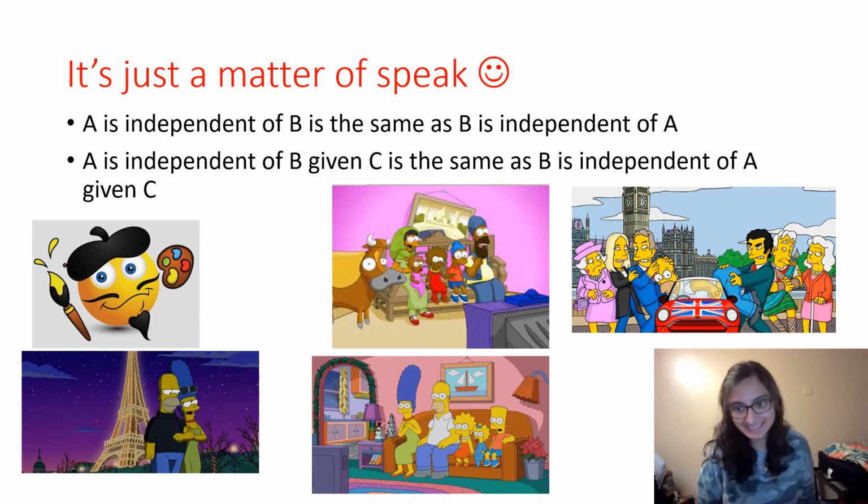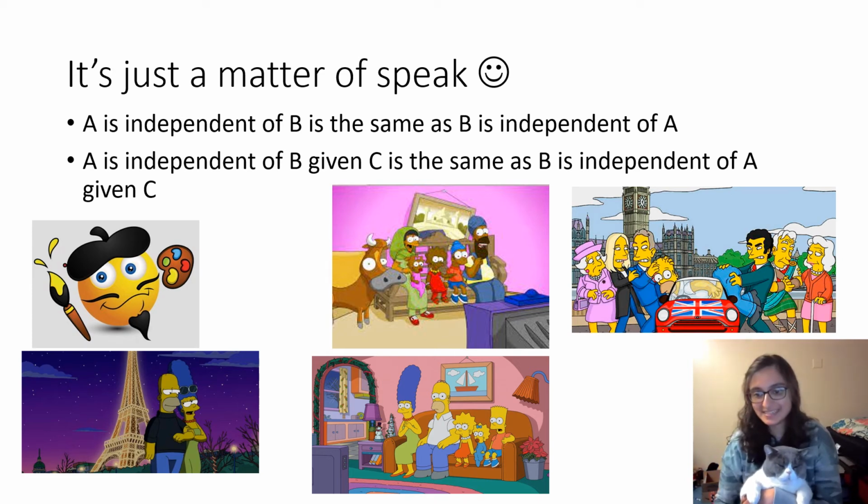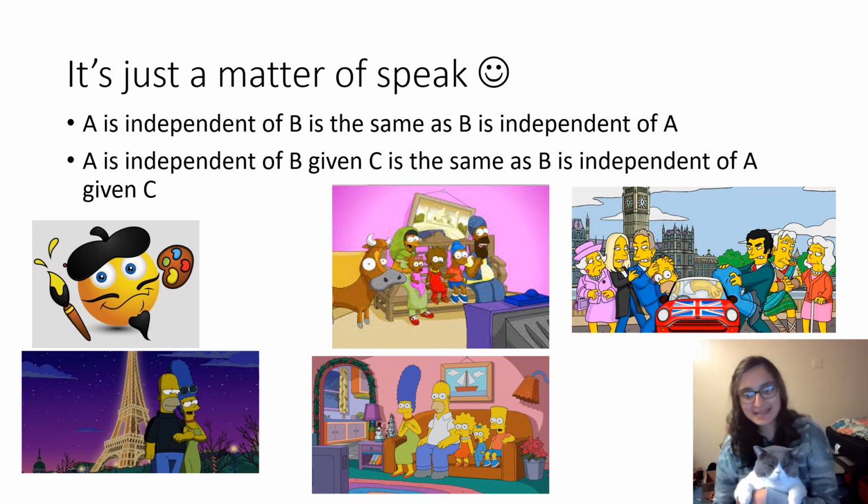It's all just a matter of speak. So, as cute little Yangshi would say, it's all just a matter of meow. Meows, I don't know if they're the same or not, but it's just a matter of speak overall.